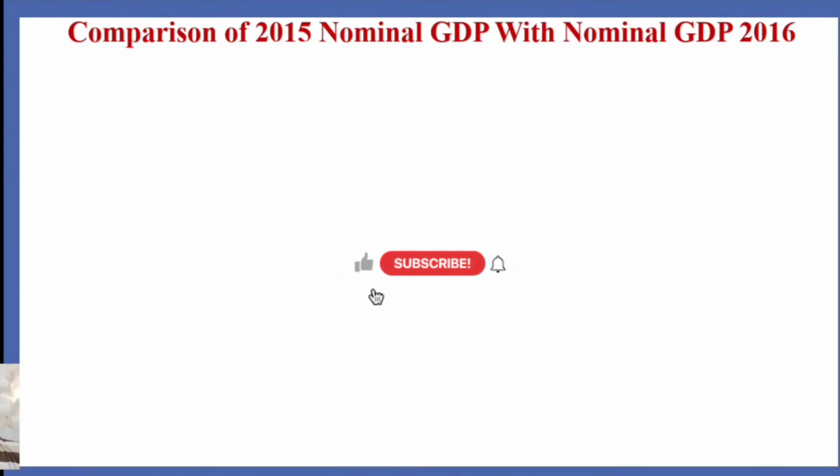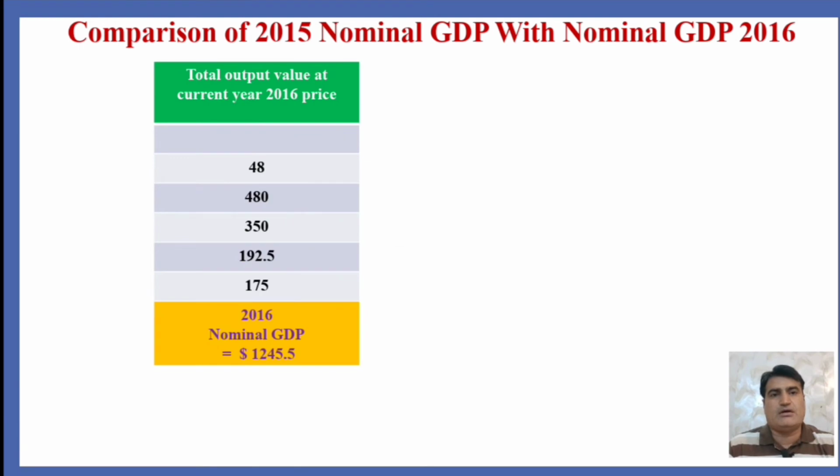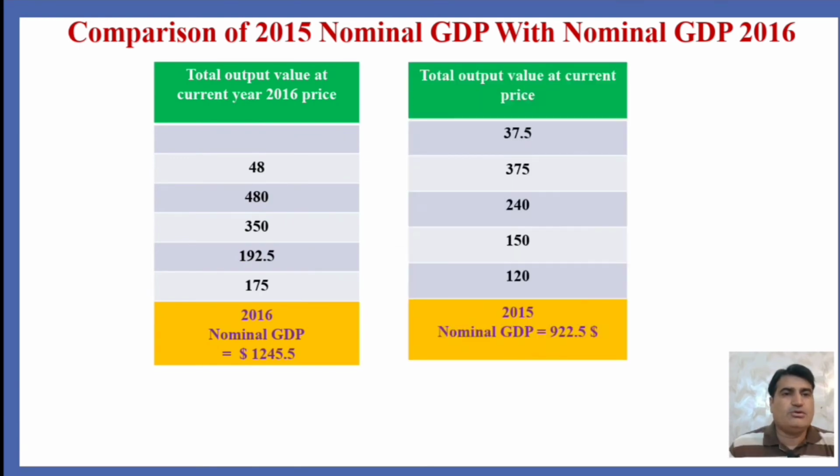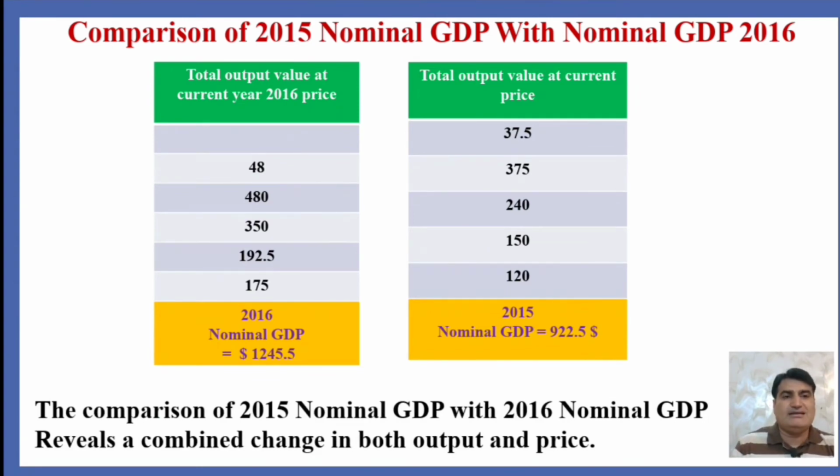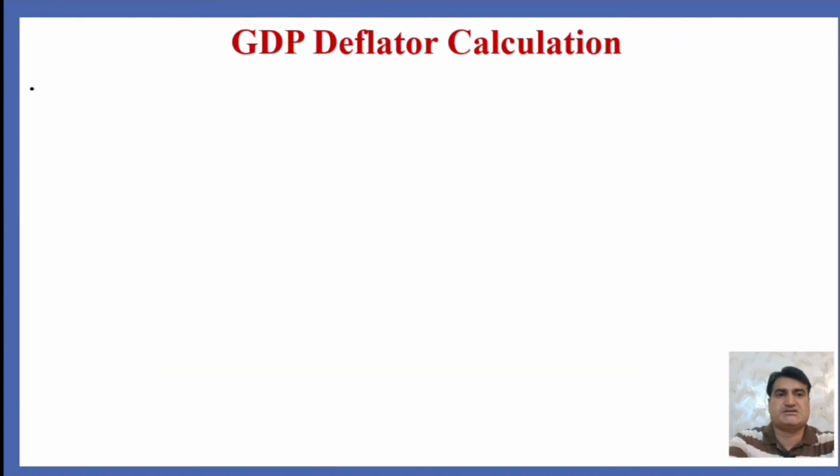Now we are going to compare the 2015 nominal GDP with the nominal GDP of 2016. So what does it tell? The nominal GDP for 2016 is $1,245.5, whereas the nominal GDP for 2015 was $922.5. It means the comparison of both the 2015 nominal GDP with the 2016 nominal GDP reveals a combined change in both output and price. So how do we calculate the GDP deflator?